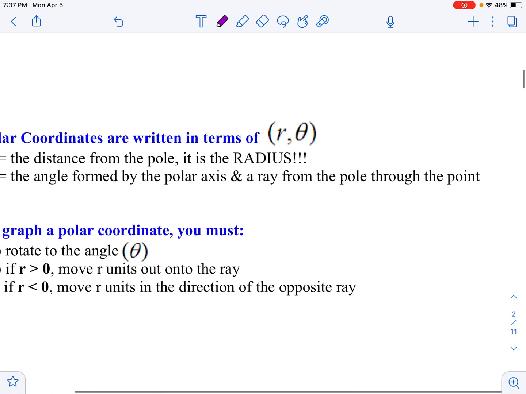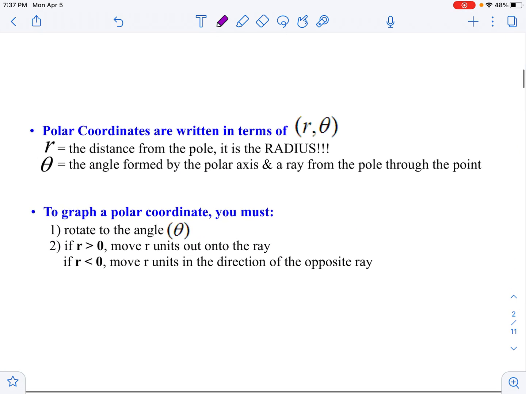All right, so what are polar coordinates? Polar coordinates is a point that's written in the form r comma theta. r is the distance from the pole, so the origin, to the point. So it's basically the radius of the circle. And then theta is the angle that's formed by the polar axis, or the x-axis, and a ray from the pole through a particular point.